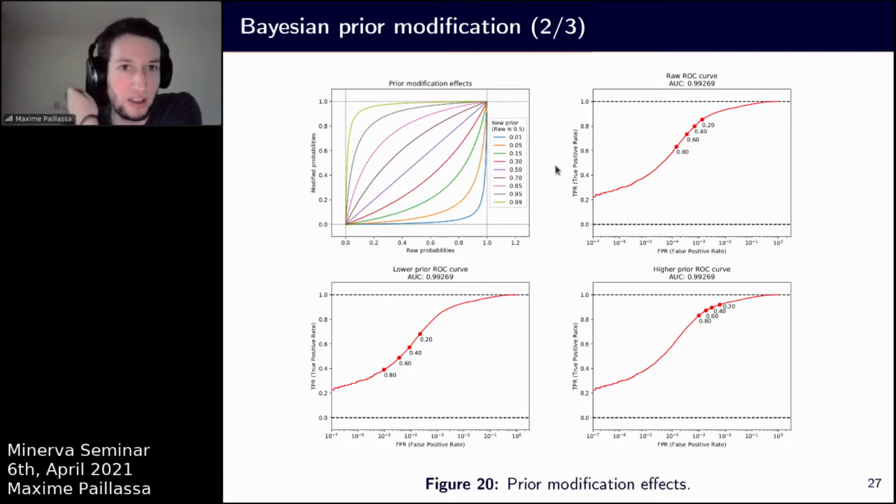And so in the end, the transformation is strictly monotone, so it will not change the global performance of the classifier. As we can see here, with the same ROC curve with different probabilities, we get the same ROC curve. But what the Bayesian prior modification does is simply shift the probabilities along the ROC curve. So here is, for example, the raw ROC curve with some of the detection thresholds displayed. If we target a lower prior, we will shift all the probabilities of the network to this side of the ROC curve, while we will shift them to the other side when we target a higher prior. So in the end, it enables us to target different behaviors of the classifier.